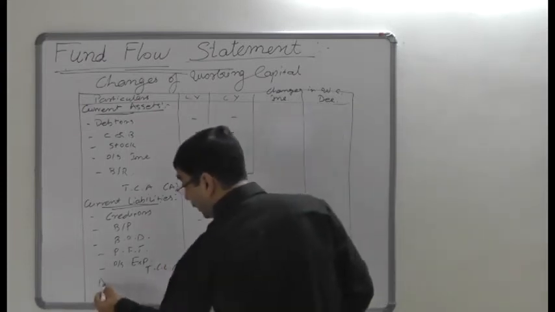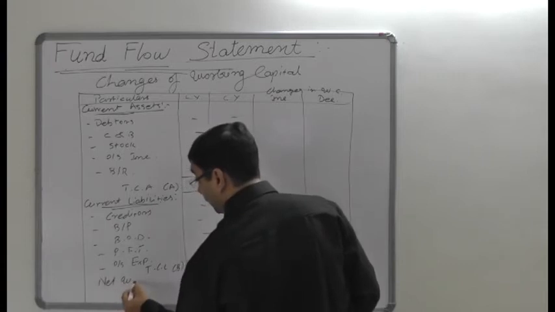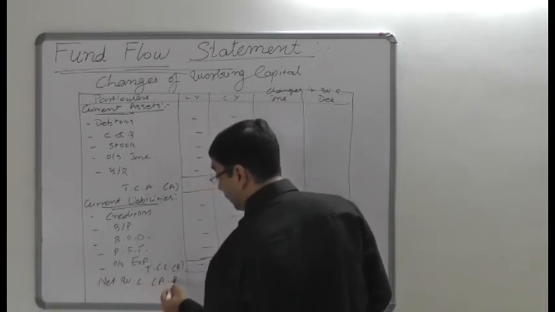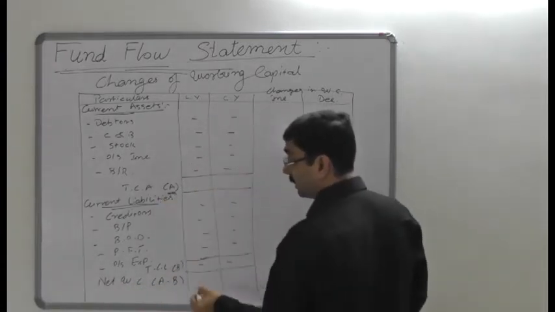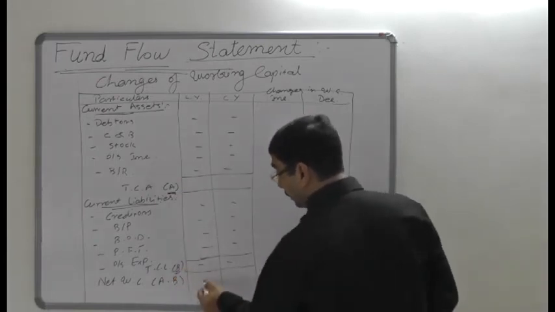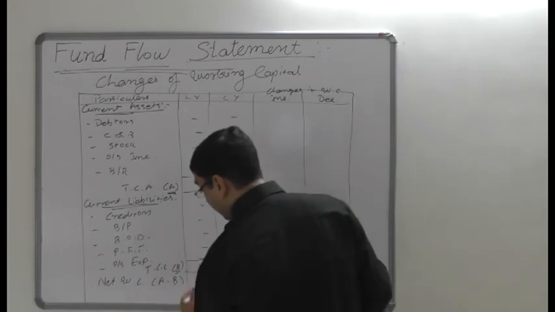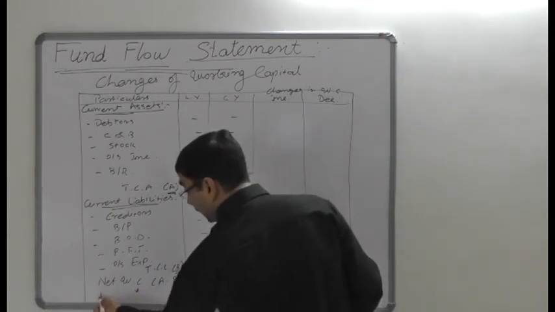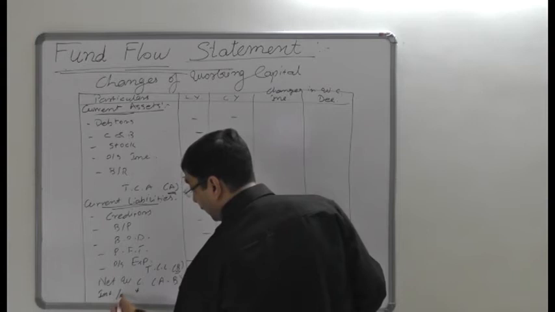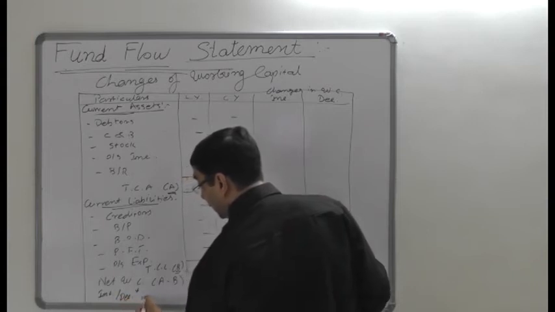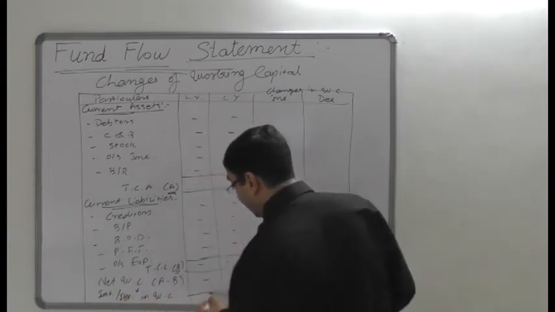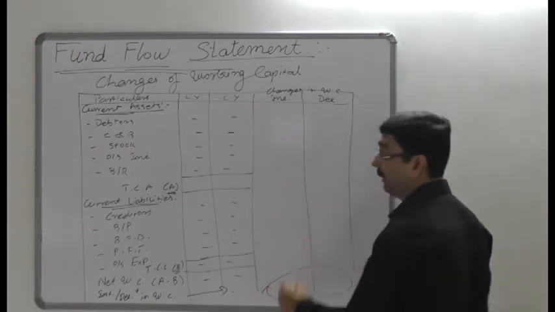Then find out the net working capital, that is the difference between A and B. So A is the total current assets and B is the total current liabilities. Whatever the changes that have occurred, that is your net working capital. And from the comparison of the net working capital, we will find out whether there is an increase or a decrease in working capital, and that would be reflected here.